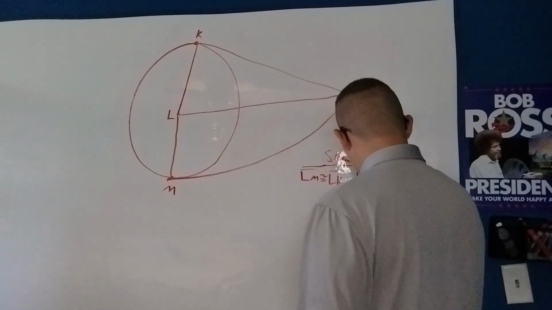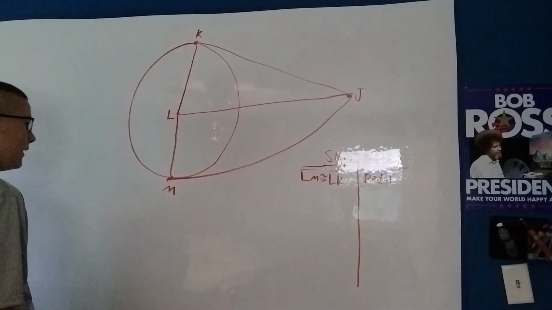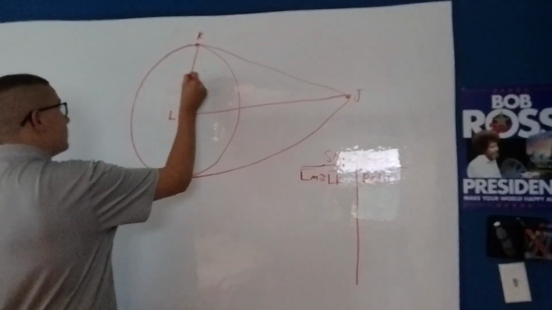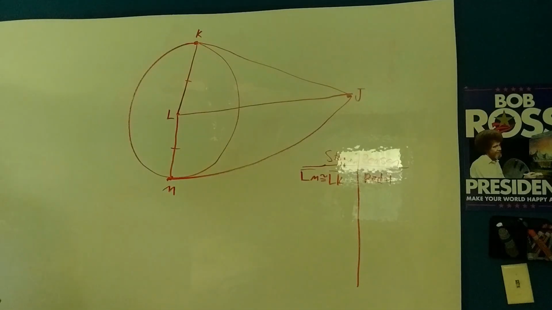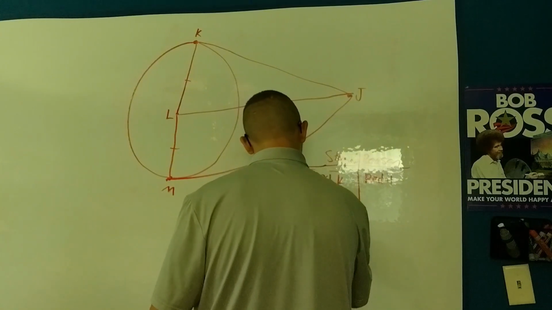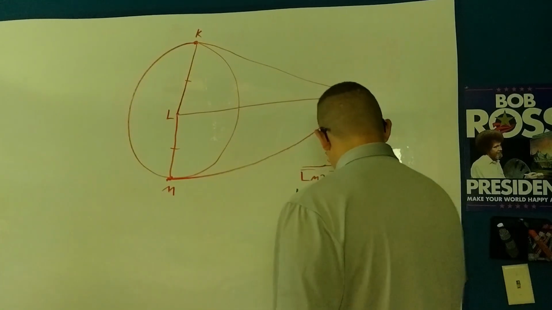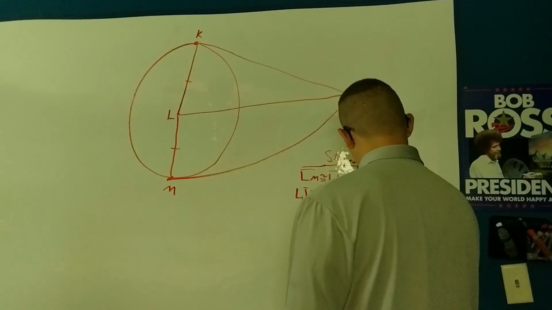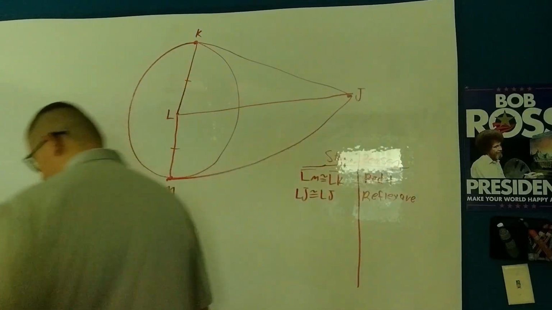LM is congruent to LK because they are both radii. They're both radii of the circle. They go from the center to the edge. So we can put a dash mark there proving that those are congruent. Next, we can say that LJ is congruent to LJ, because of the reflexive property.